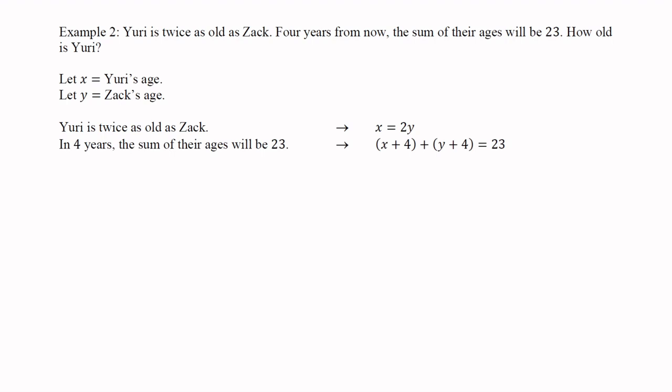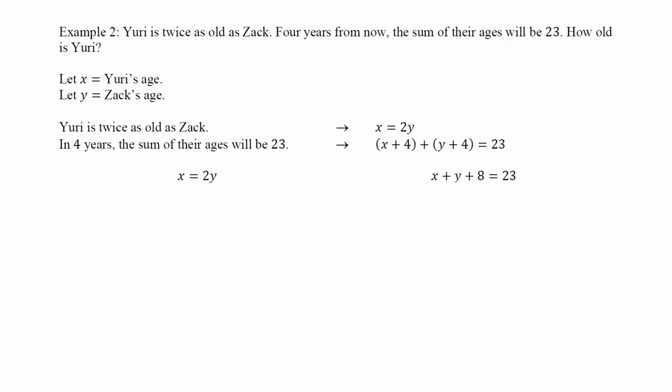In 4 years, the sum of their ages will be 23. So if we take Yuri's age and add 4, and Zach's age and add 4, and add them together, you will get 23. So now let's take our 2 equations and let's solve one of them.